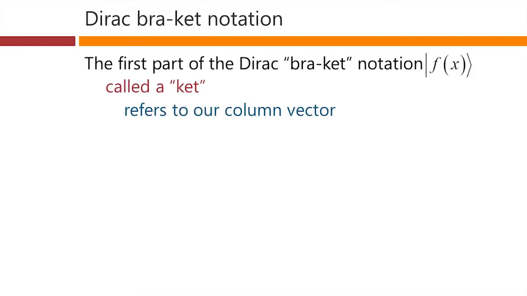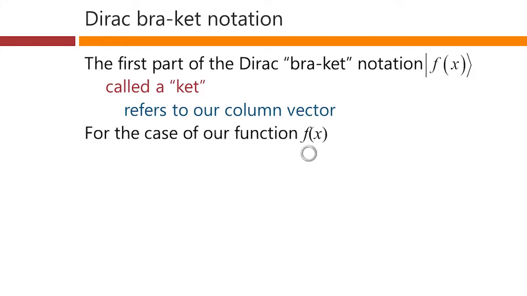And this refers to our column vector that we've been drawing of the elements of the function at all of the different values of the argument. That's one way to think of what this ket is. So we can think of this ket then as a column vector representing a function.